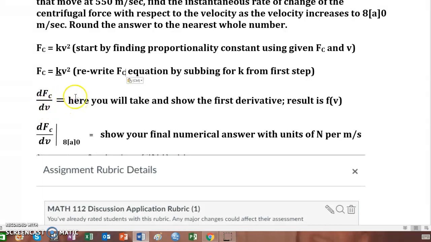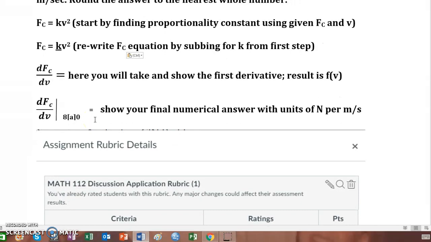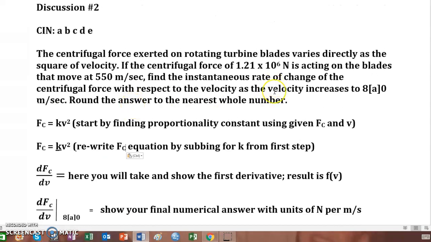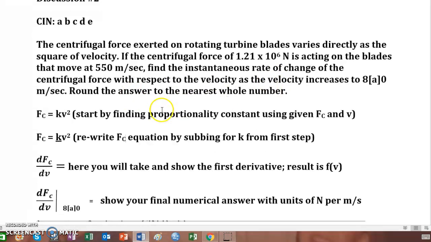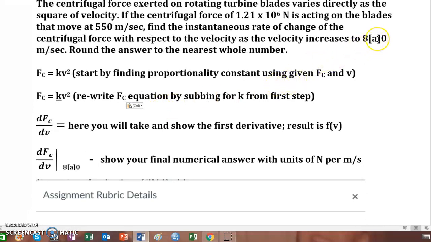So here, what I'm going to want you to do is take the function that you established in the second step and then take the first derivative, and that will give you a function of velocity. The final step is to then evaluate your first derivative at the given rate of change, the velocity of the blade. Once you have substituted your value for a from your calculus identification number, you're going to evaluate the first derivative with respect to velocity at this numerical value.